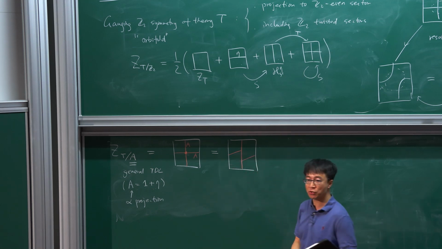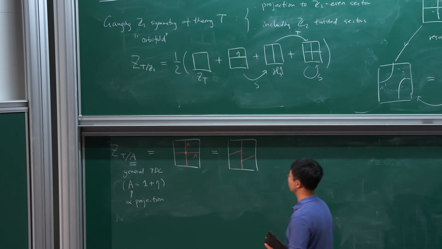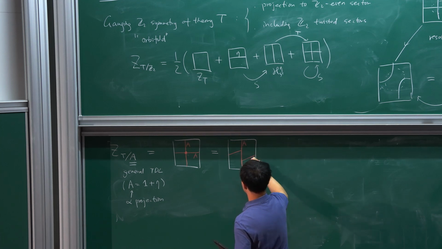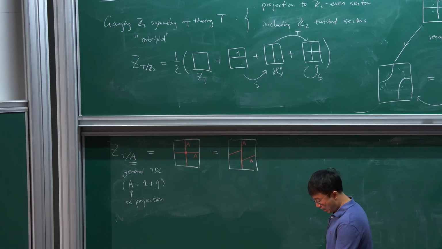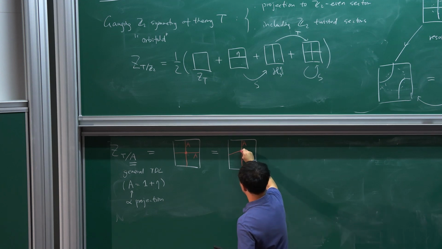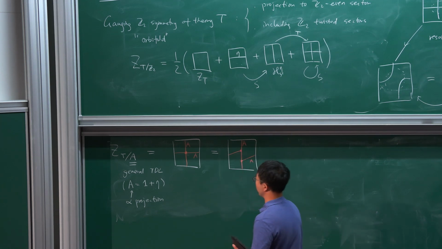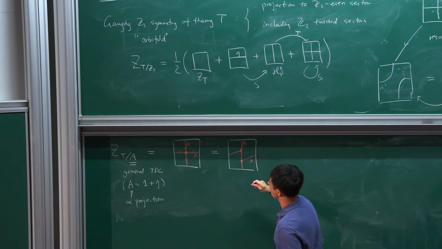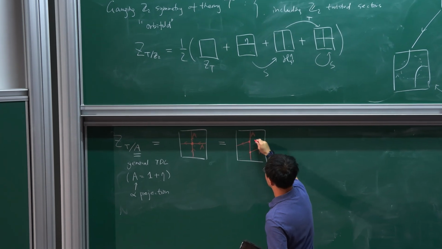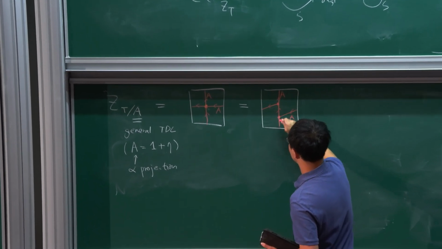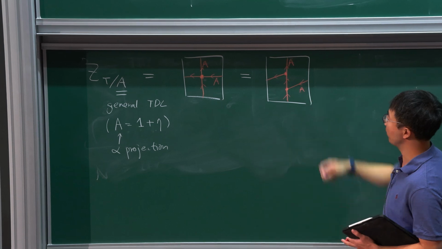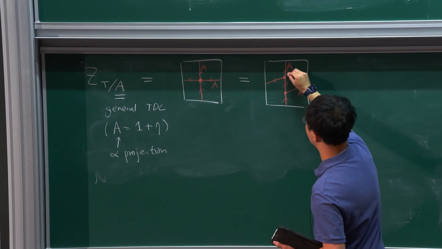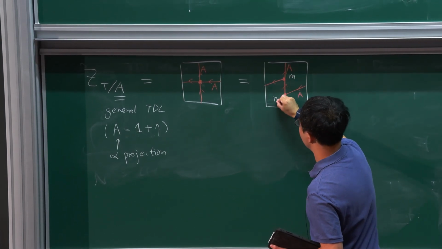Where the red line denotes the same topological defect. Again, it's generally not simple. And now the junctions. If you want to be careful, I should keep track of the orientation as well. And these junctions, depending on orientation, are labeled by M and M dagger.